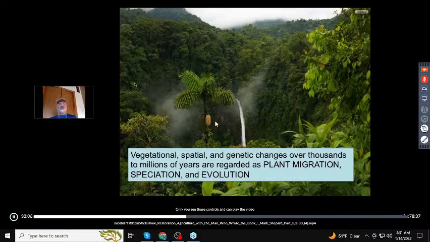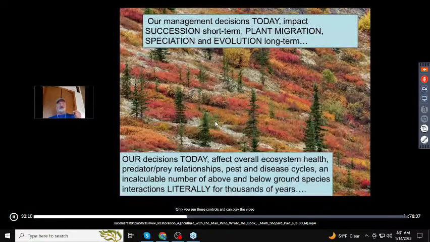Now, our management decisions today, what we do today, affects succession, which is a short-term change. It affects plant migration, speciation, and even evolution long-term. And hopefully I'll deal with this a little bit later on. The speciation and plant migration, just think right now of your own particular place and the ideas that you have of how to set up an ecological system.